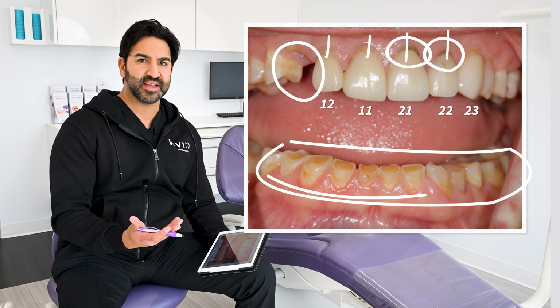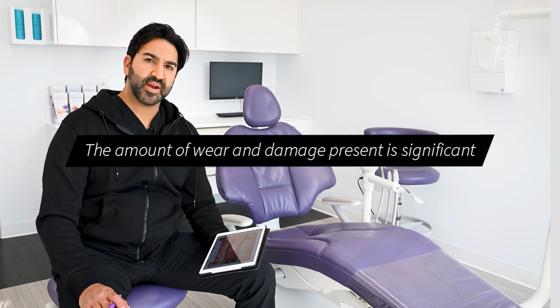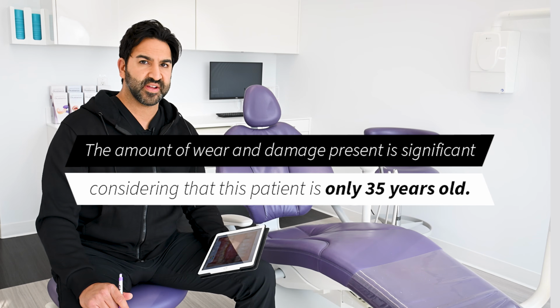In the bottom arch, you can see significant wear on the majority of the teeth, indicating that the enamel was likely hypoplastic or underdeveloped. The amount of wear and damage present is significant considering this patient is only 35 years old.